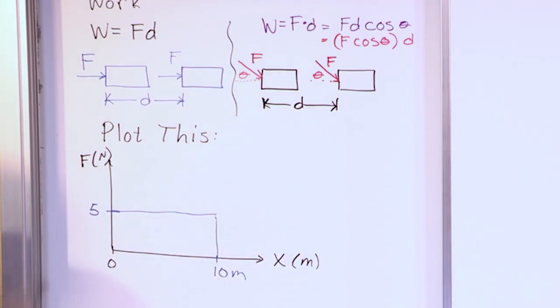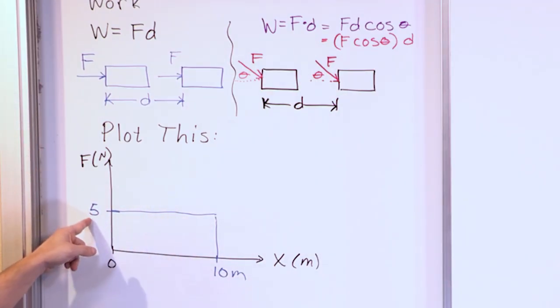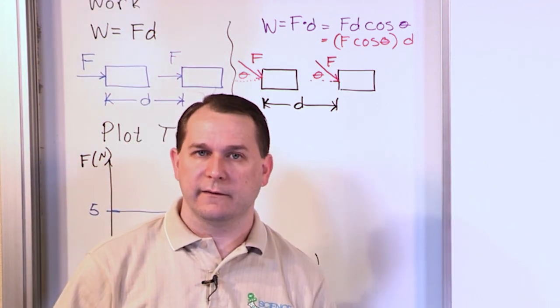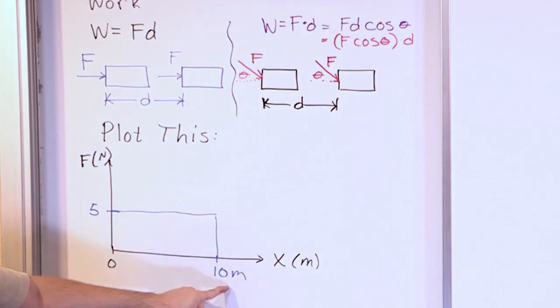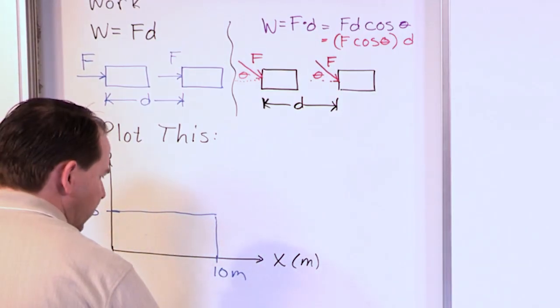So if I take a block and I push it for 10 meters with a constant force of 5 newtons, what would the work be? Well, we already said the work is force times distance, right? So the force is a constant 5 newtons. The distance is 10 meters. Force times distance would be 50, right? 50 joules.